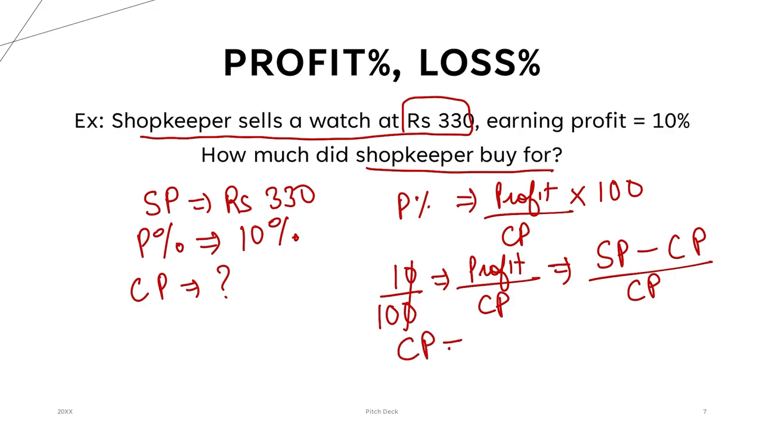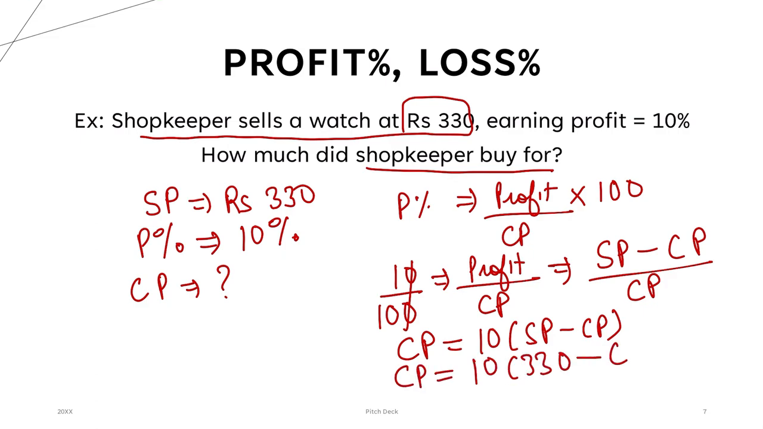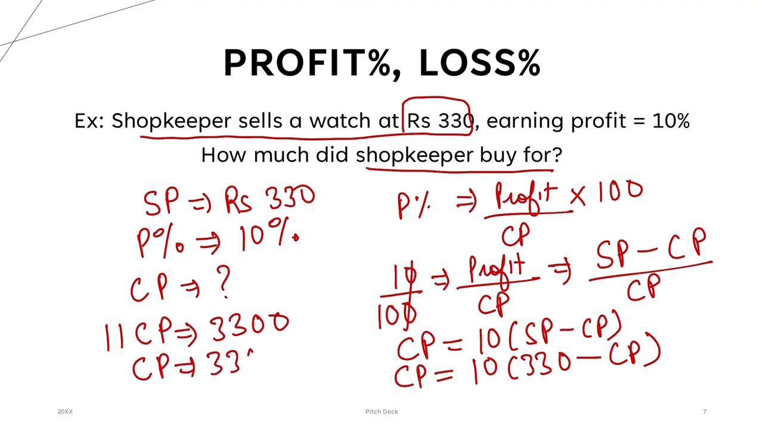Taking CP on the other side, CP is equal to 10 times (SP minus CP). What is my selling price? Selling price is 330. So, CP is equal to 10 times (330 minus CP). If I just shuffle it, 10 CP will go on the other side. That will make it 11 times cost price is equal to 3300. What is the cost price? 3300 divided by 11, that is 300 rupees. I hope this is clear.